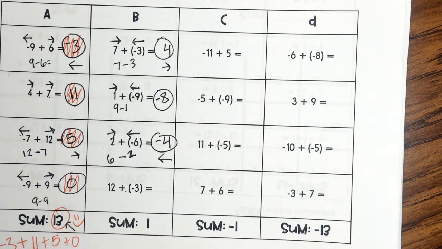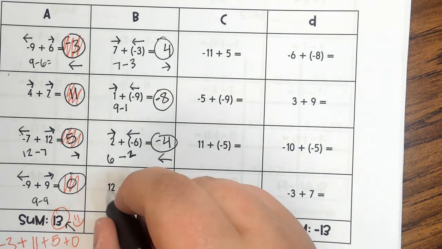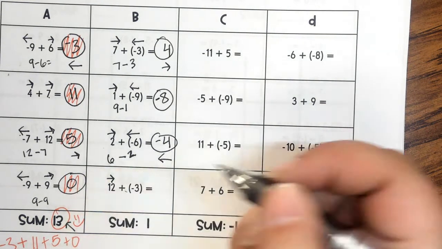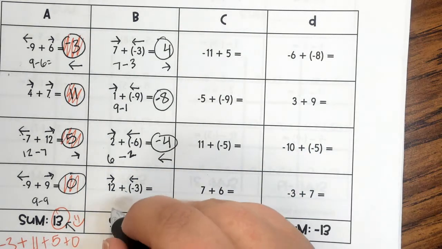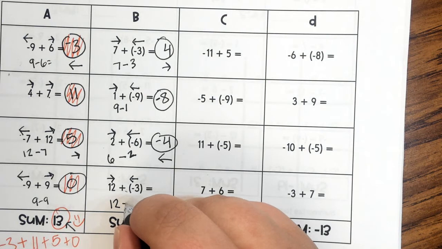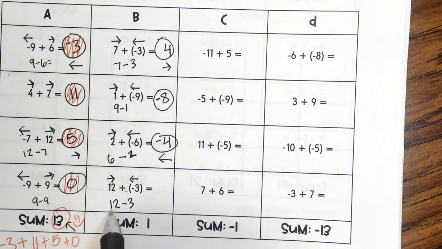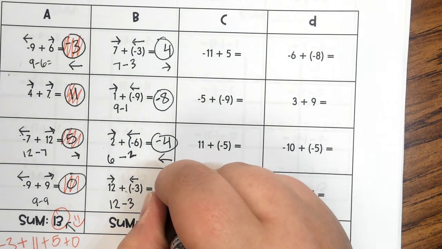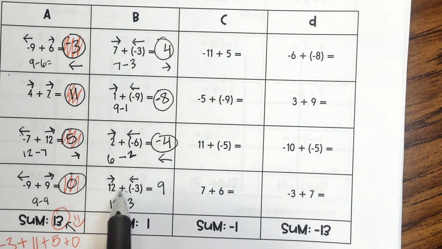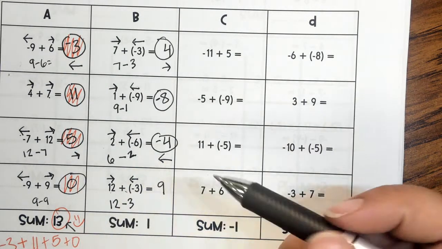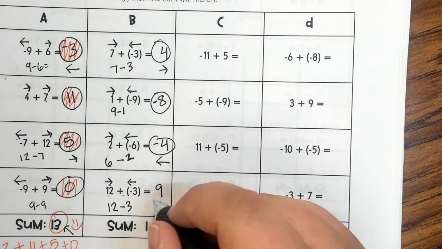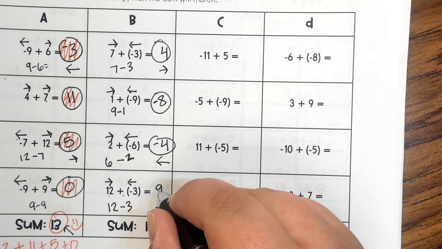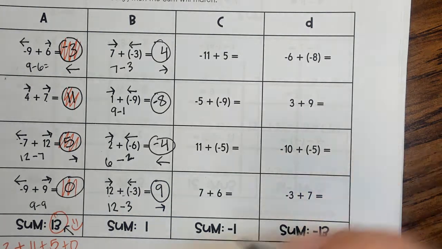Now I've got 12 plus negative 3. 12 goes to the right because it's positive, 3 goes to the left because it's negative. So I'm really thinking about the difference between 12 and 3, and 12 minus 3 is 9. Now I need to think about which arrow would win if I was pushing boxes in those directions. There's more underneath the 12, so that's going to go to the right, which is positive. So positive 9 is my answer there.